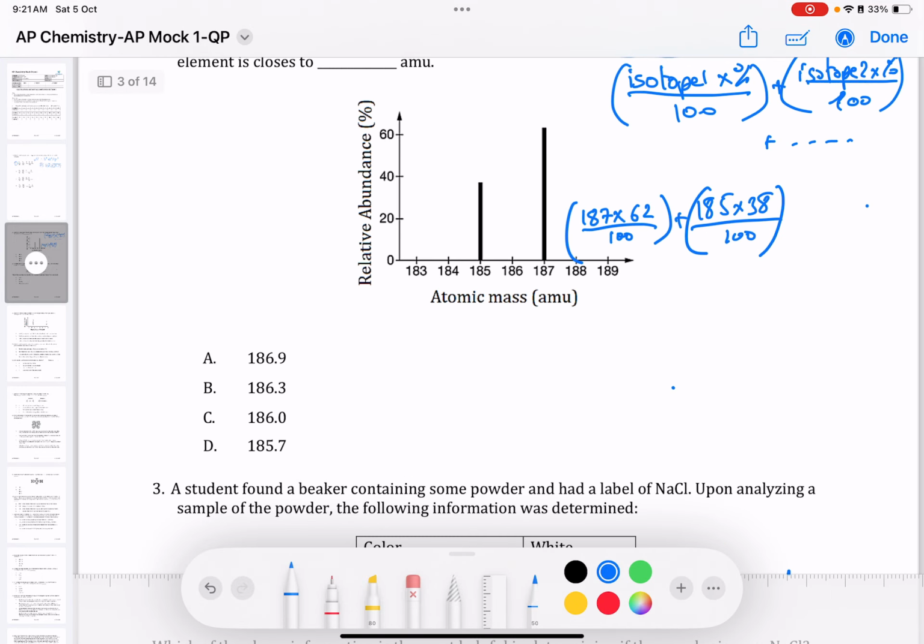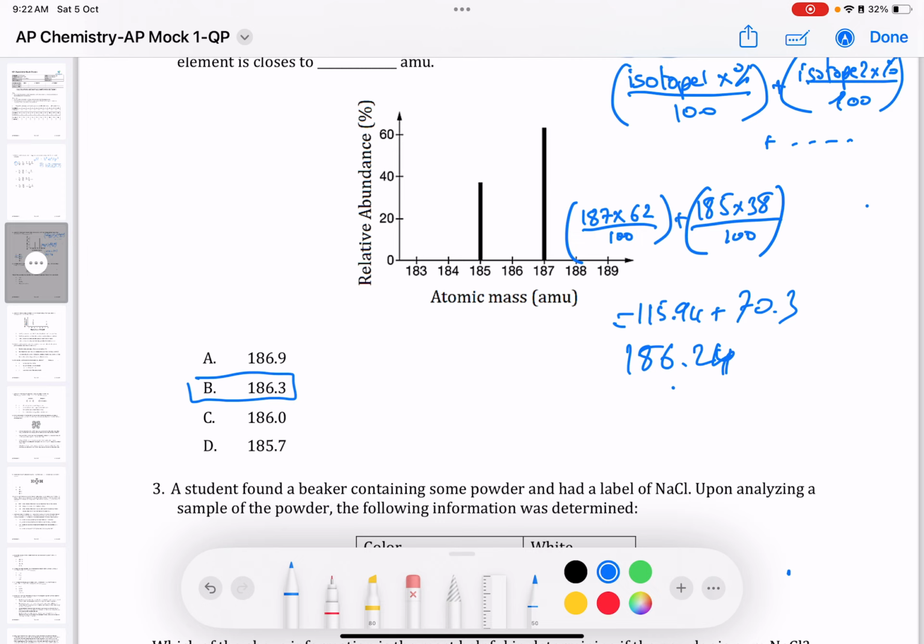So if we did our calculations, we can find the mass to be 62 times 187 over 100, which is 115.94, and the other one is 70. So the final answer is 186.24. Now approximately, because I was taking abundances approximately, so I suppose that this is the correct answer.